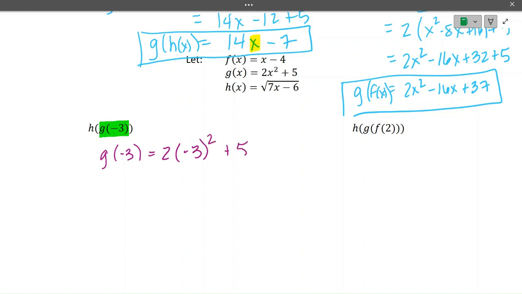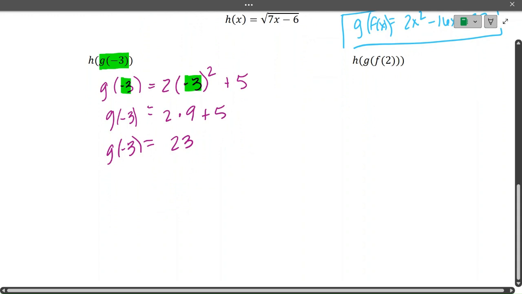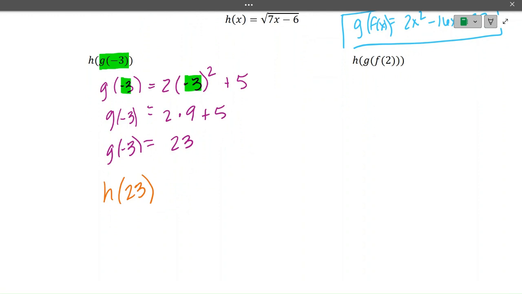And I'm using my function g. Okay, and everywhere I saw x, I subbed in negative 3, so you can see that. And now I'm just going to simplify this. So g of negative 3 is equal to 2 times 9 plus 5, which is 23. But we're not done because now we need to find h of 23. So you can see that we replaced g of negative 3 right here in this equation. So g of negative 3 is equal to 23.